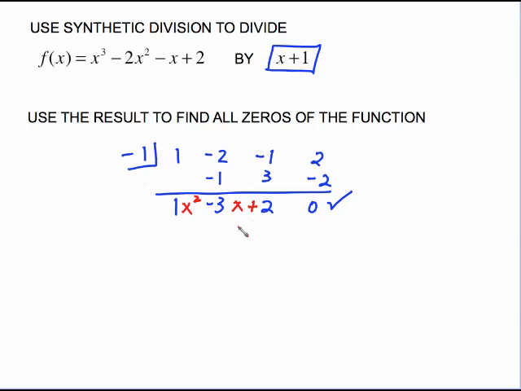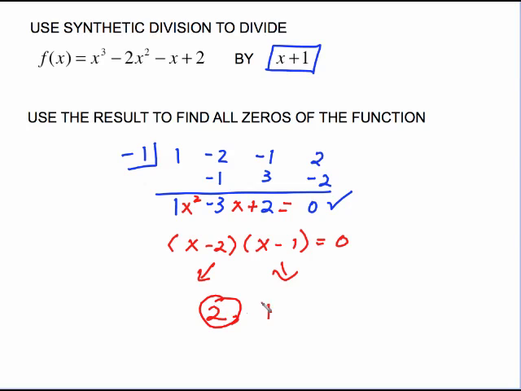Put your variables in, and then solve this equation. And this will factor as x minus 2 times x minus 1, a little bit easier to factor than the last one. Set these each equal to 0, and you're going to get 2 and 1 as your other solutions. So you have 3 solutions, or 3 zeros. The negative 1 we knew initially, and these 2 that we found by doing synthetic division and continuing with the factoring.